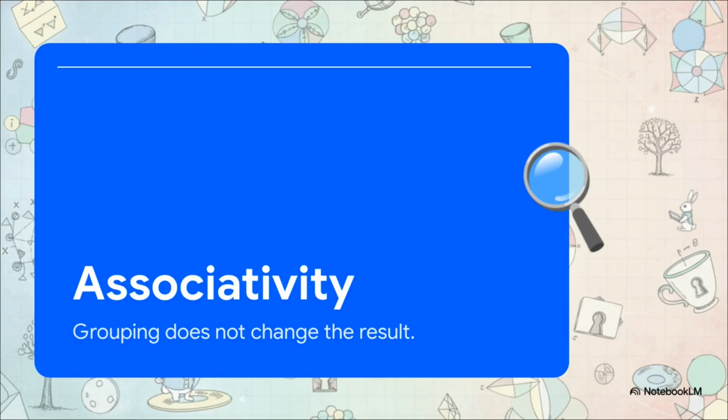The final rule is associativity. This simply means that when we combine multiple elements in a row, the way we group our actions won't change our final destination. Grouping just doesn't change the result. So, if a structure has these 4 properties, closure, identity, inverse, and associativity, boom, it is officially a group.